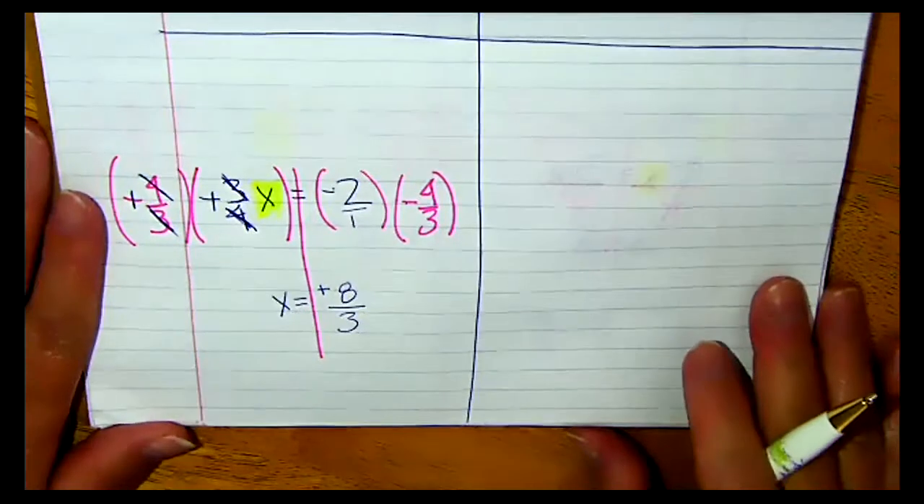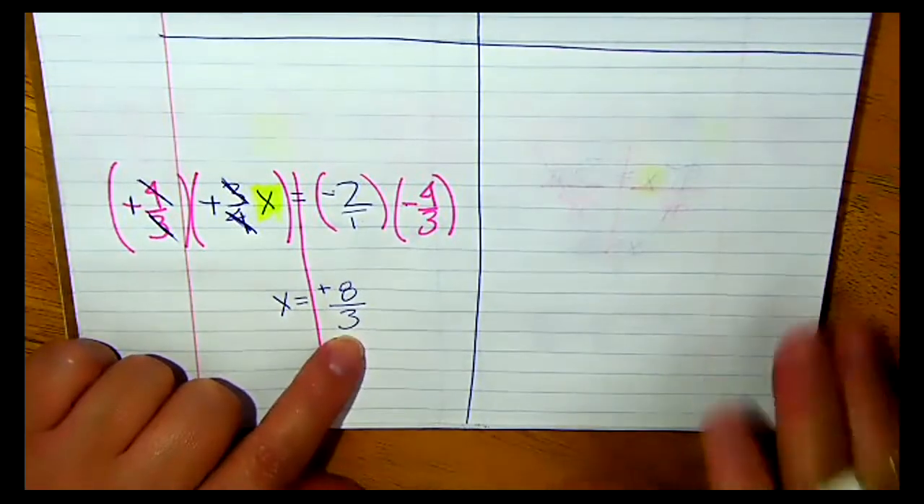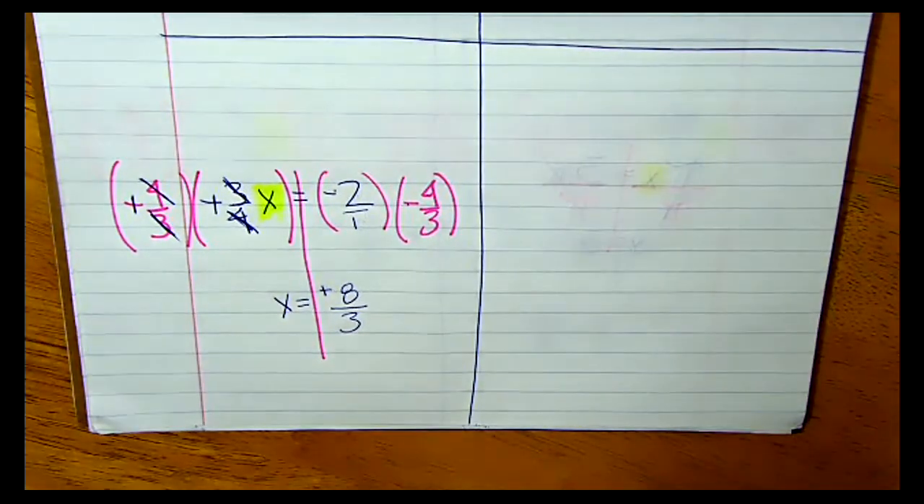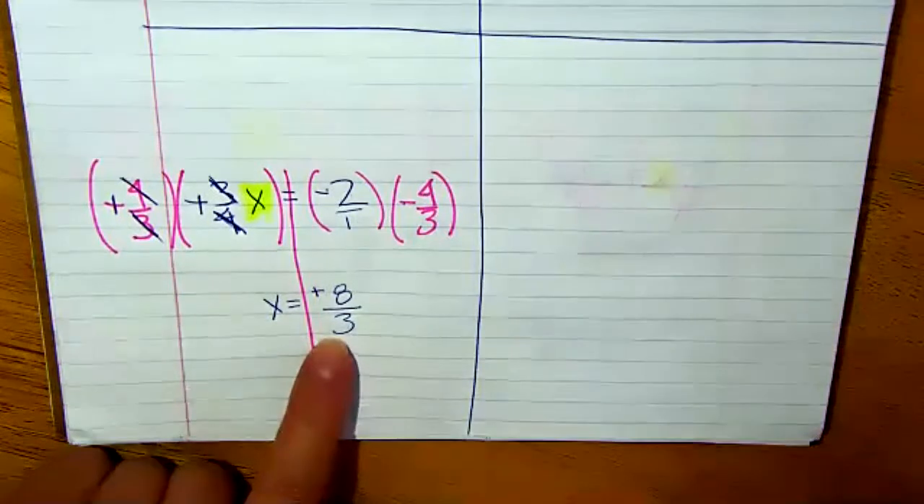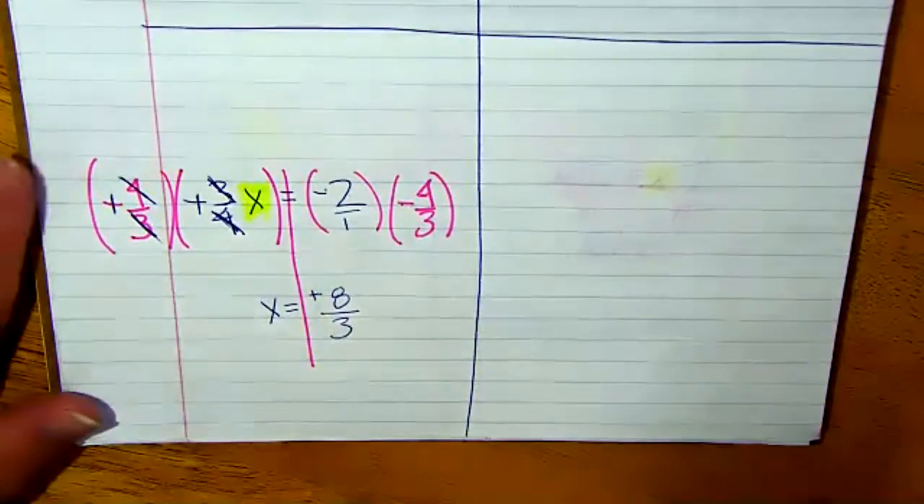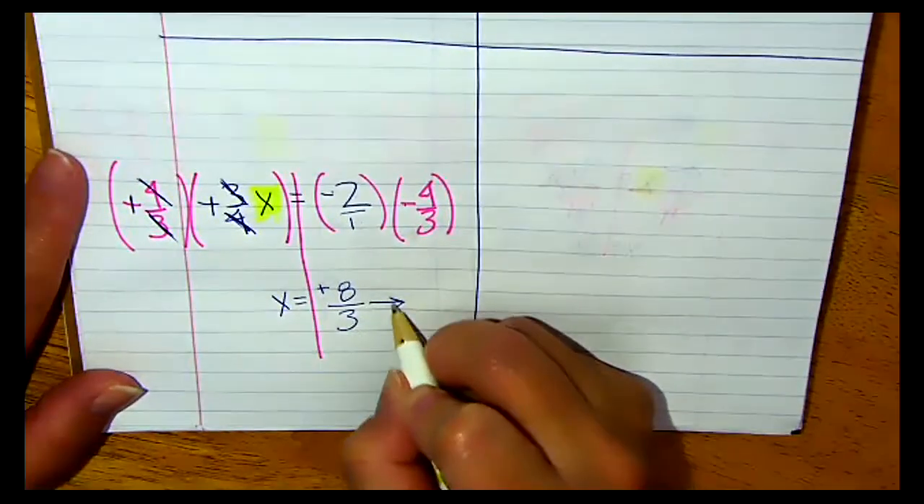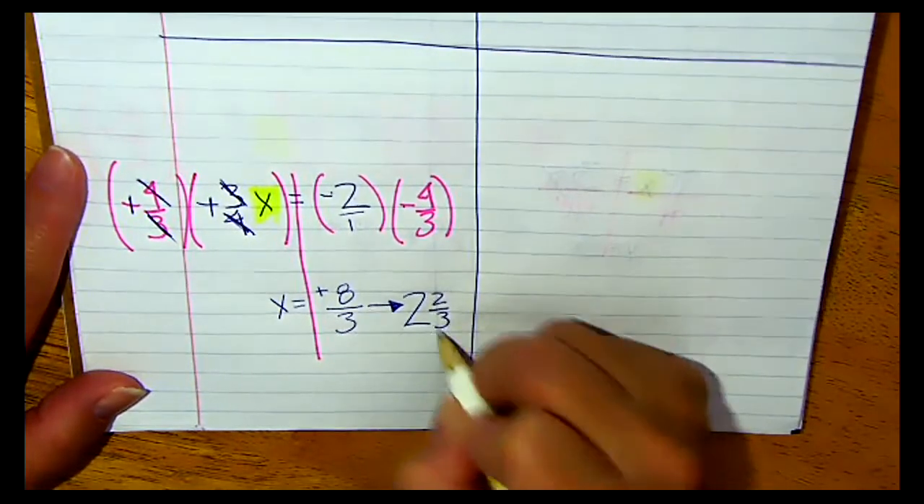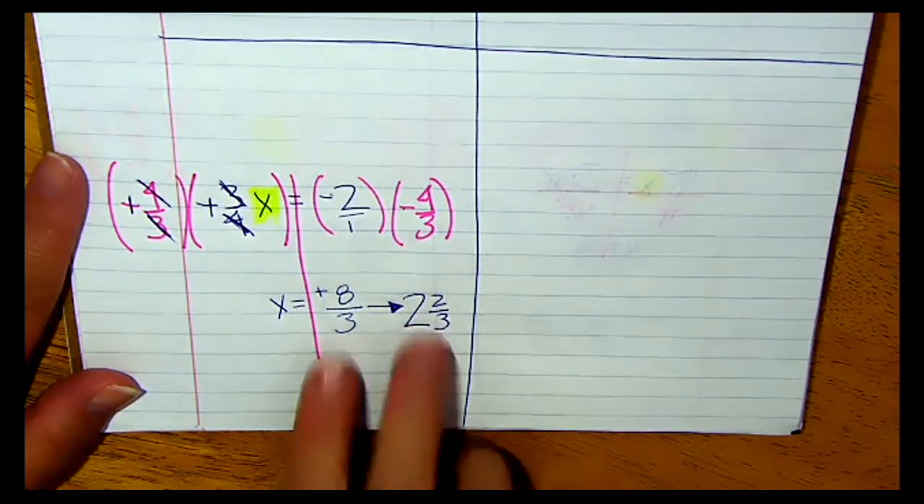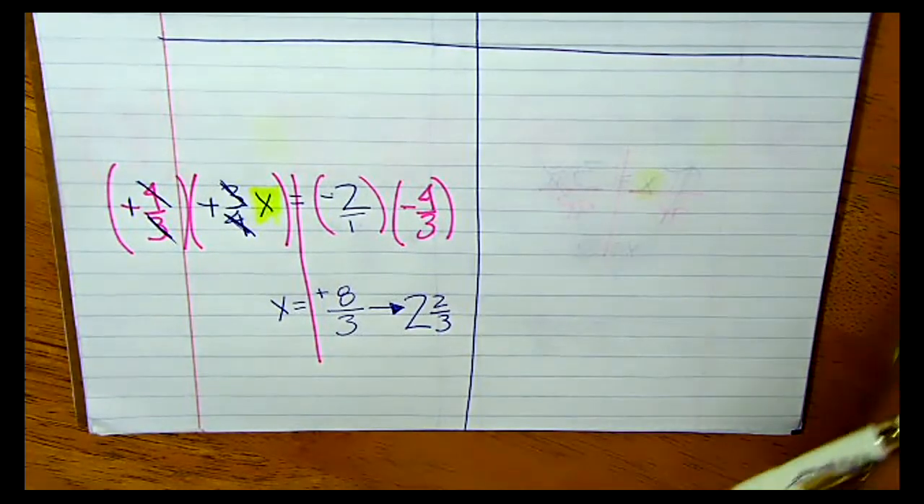Now you can leave this as an improper fraction because as we get further along in algebra, you will find that sometimes, more often than not, it's easier to work with an improper fraction than it is a mixed number. However, if you want the practice, you can turn it into a mixed number. Both of these are correct.